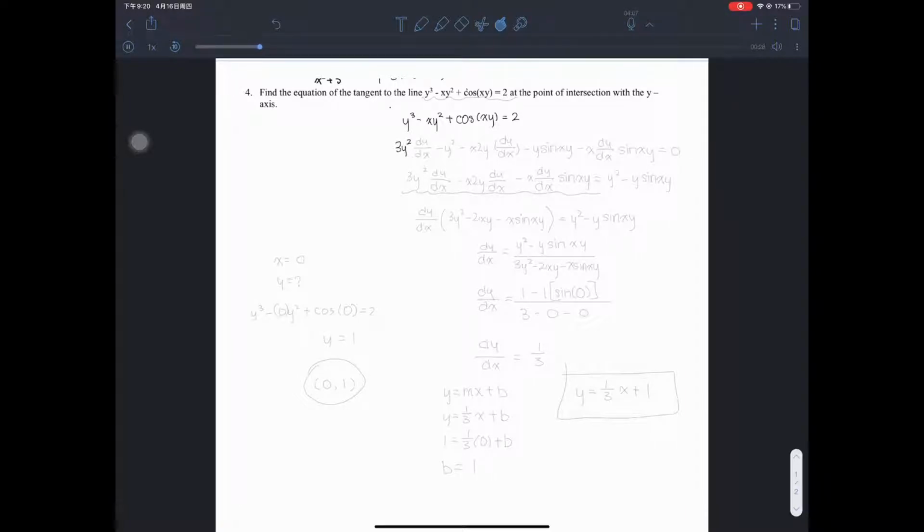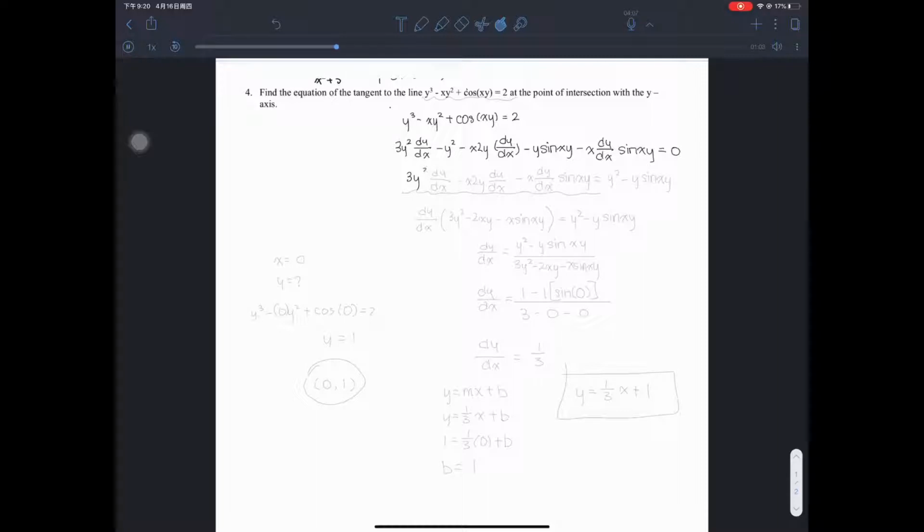3y squared dy/dx minus y squared minus x 2y dy/dx minus y sine xy minus x dy/dx sine xy equals 0. Now I'm going to put the terms that have the dy/dx on the same side.